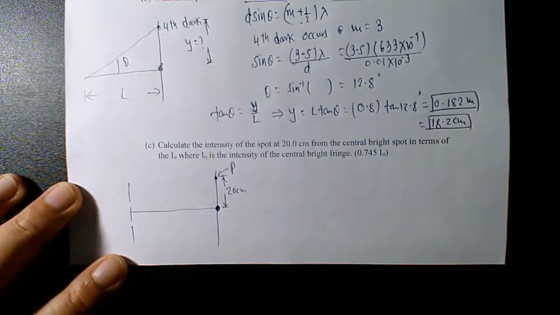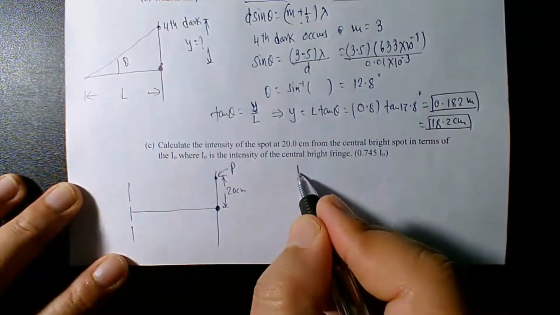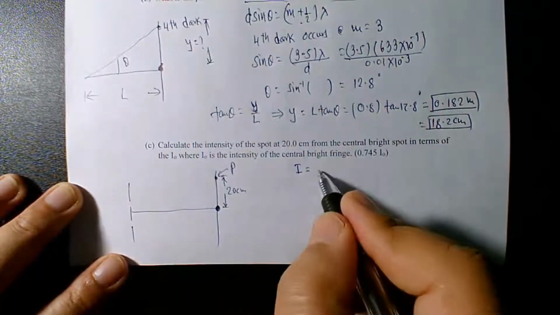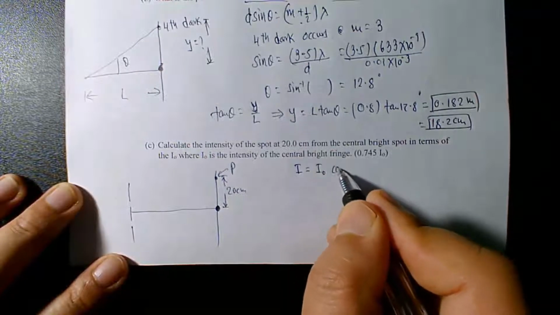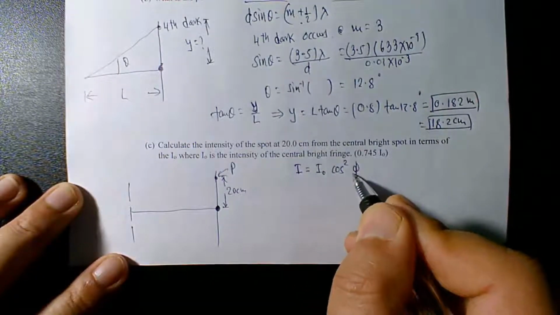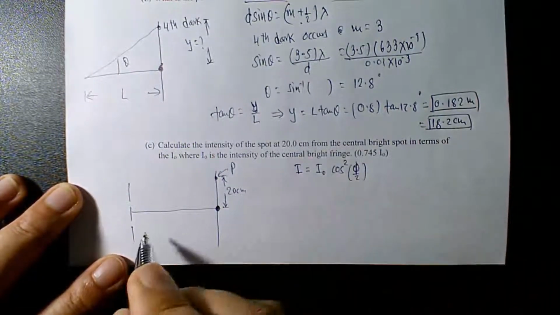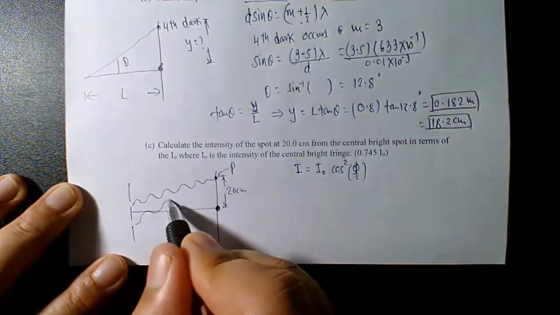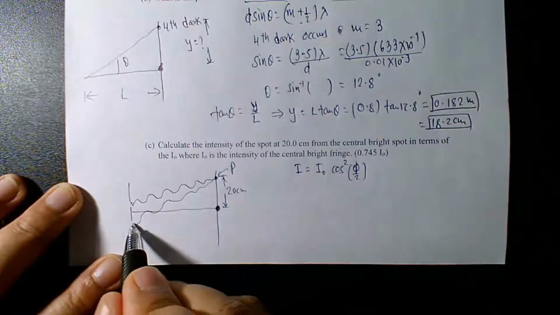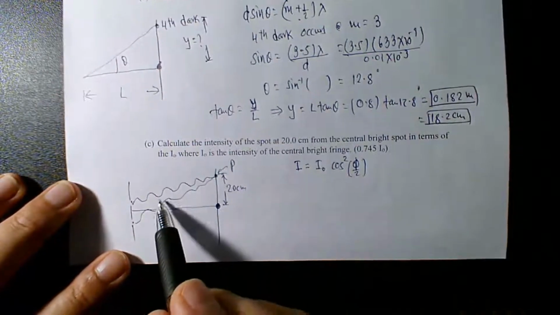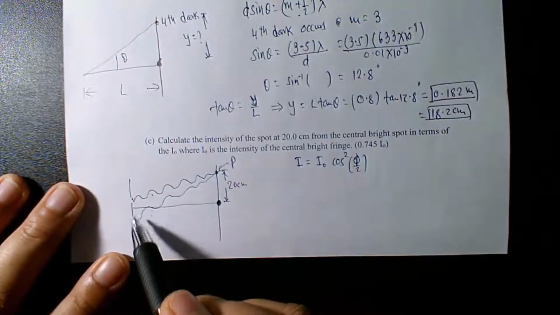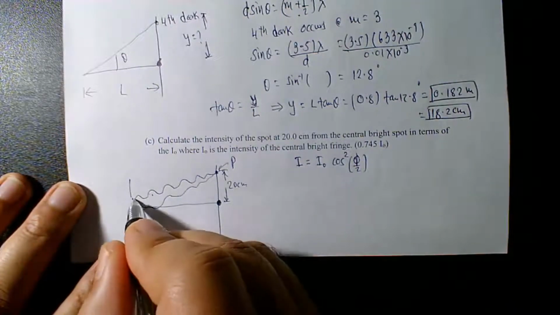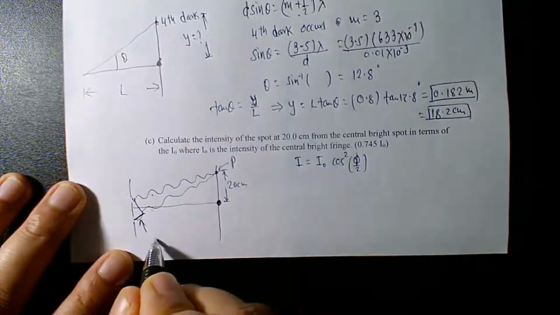To find the intensity, here's the double slit intensity formula: I is I naught cos squared of phi over 2, where phi is the phase difference between the two light waves from the double slit reaching that particular point. To find that, again, the path difference is d sine theta.